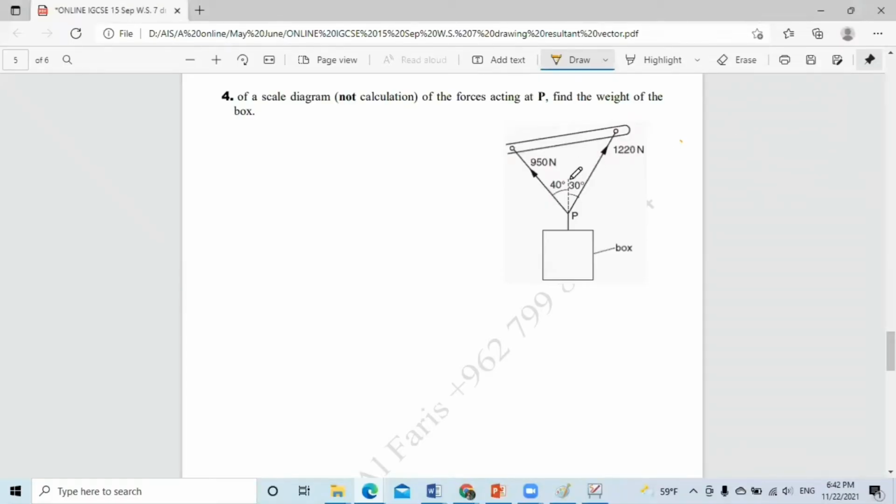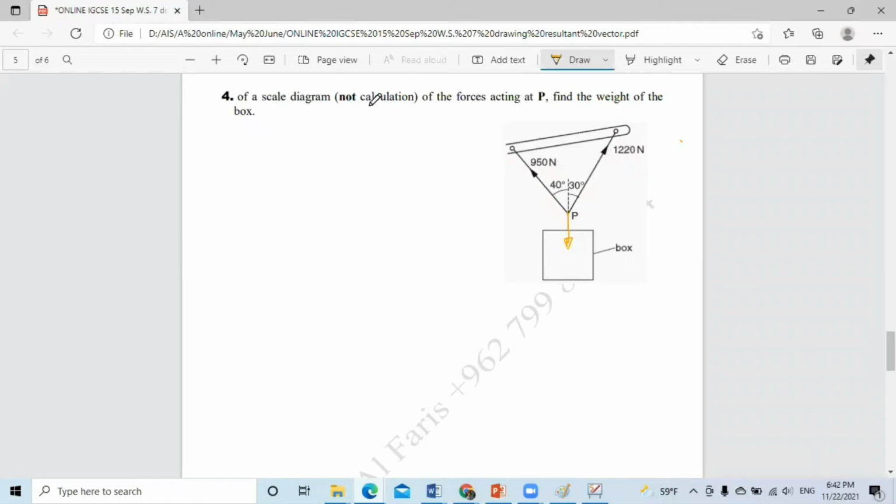Here also in this question, we need to find out how much is the weight of the box. Now we know that the weight of the box acts on the point P downwards, and it's equal and cancelled by these two forces upwards. So the 1220 Newton force and the 950 Newton force act at different angles, but eventually their resultant acts upwards by a force equal and cancelling the weight downwards.